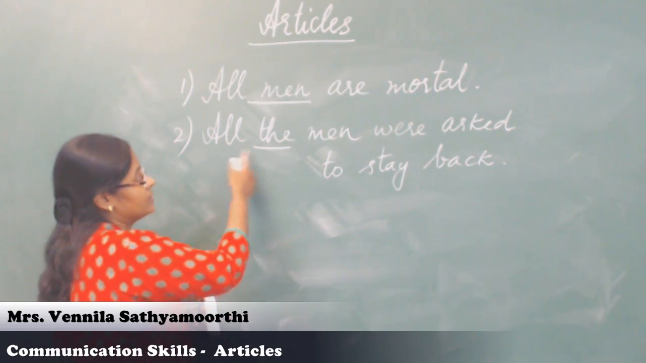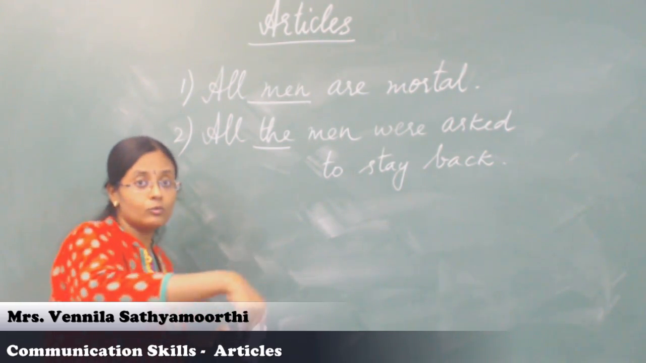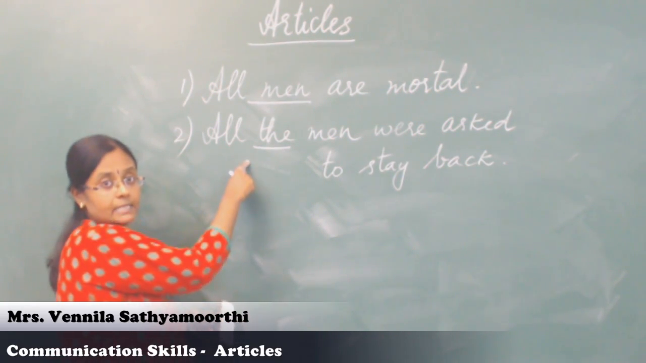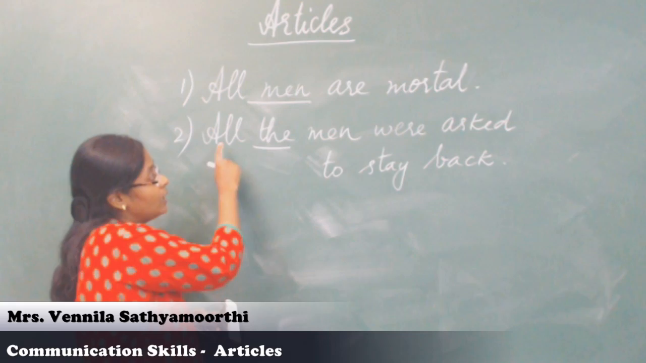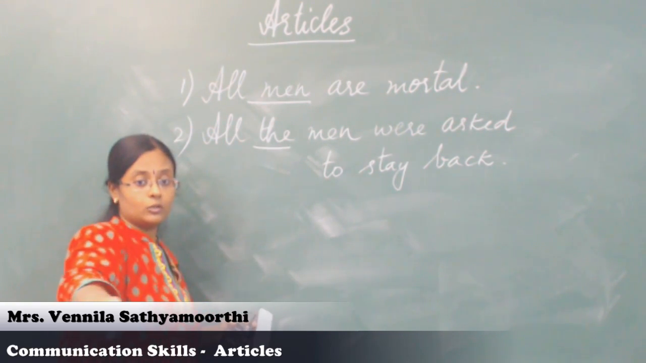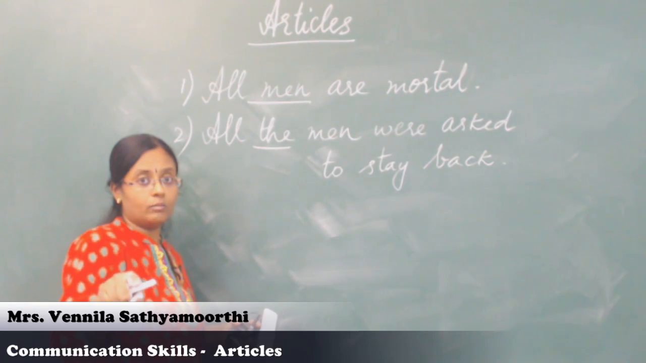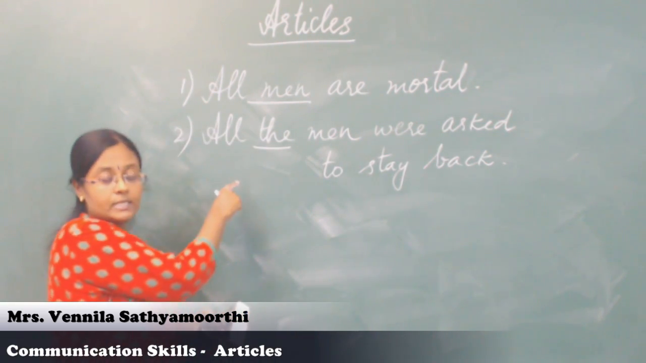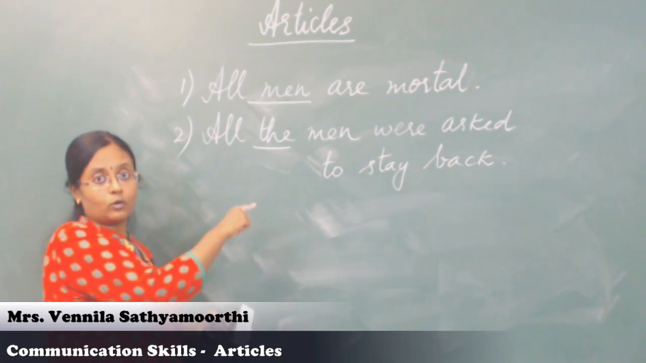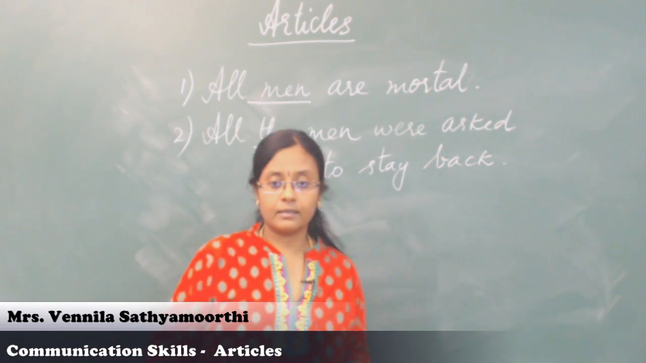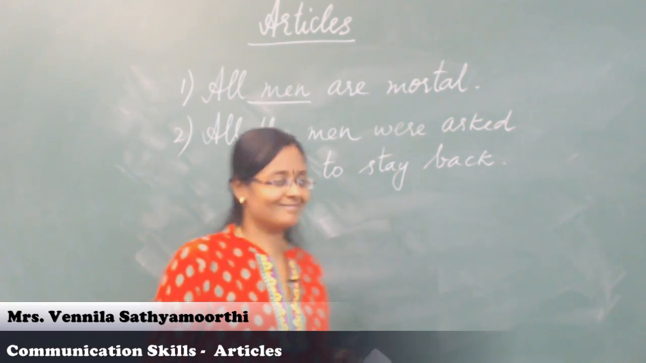Here it's different. You are referring to a particular group of men. All the men were asked to stay back. Here in the second sentence, it is also okay to say all men were asked to stay back. This is the kind of usage you have given as an example, like all boys and all the boys. The second one. So that is why I said it's okay to use with or without the article. Is that clear? Okay, thank you.